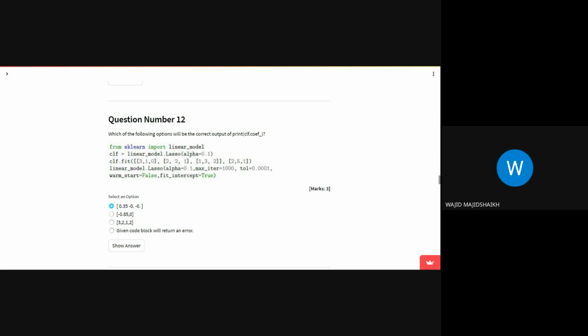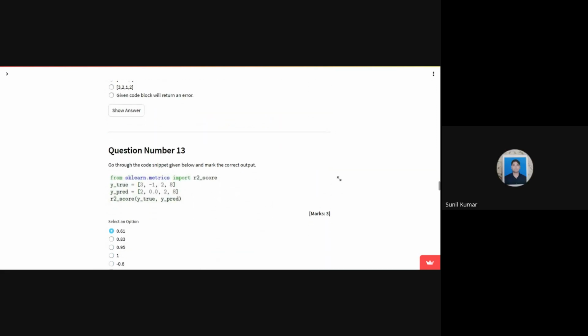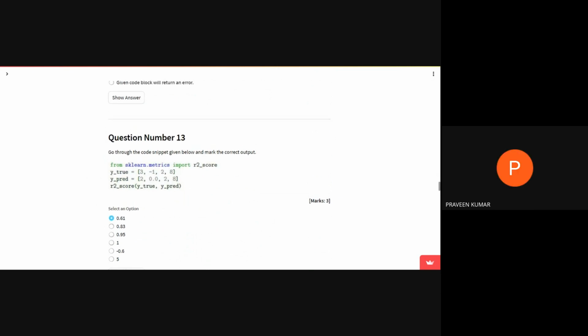Fit intercept is true, ma'am. But we are just printing the coefficient, right? Yes, we're printing the intercept. Yes. The answer again is we are not calculating anything over here.